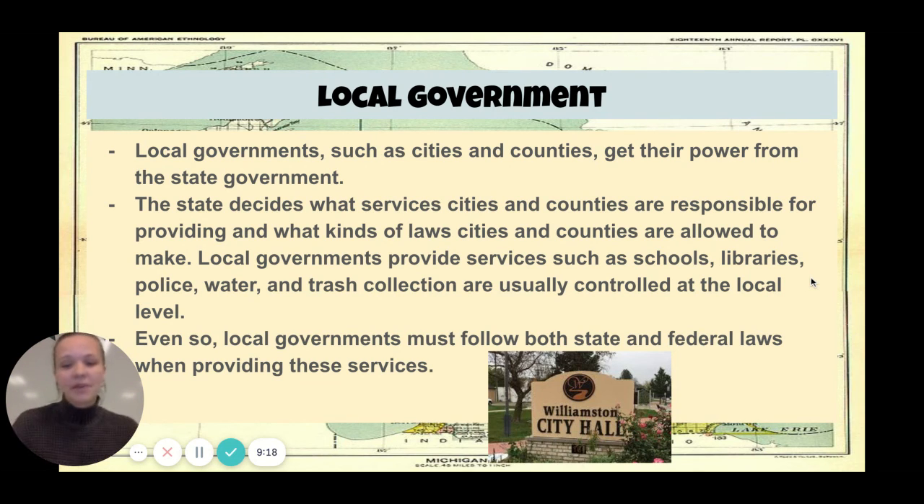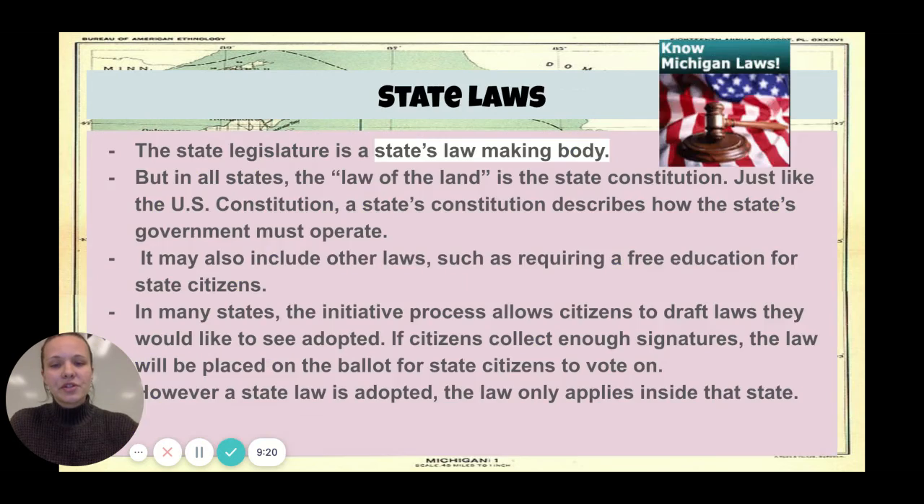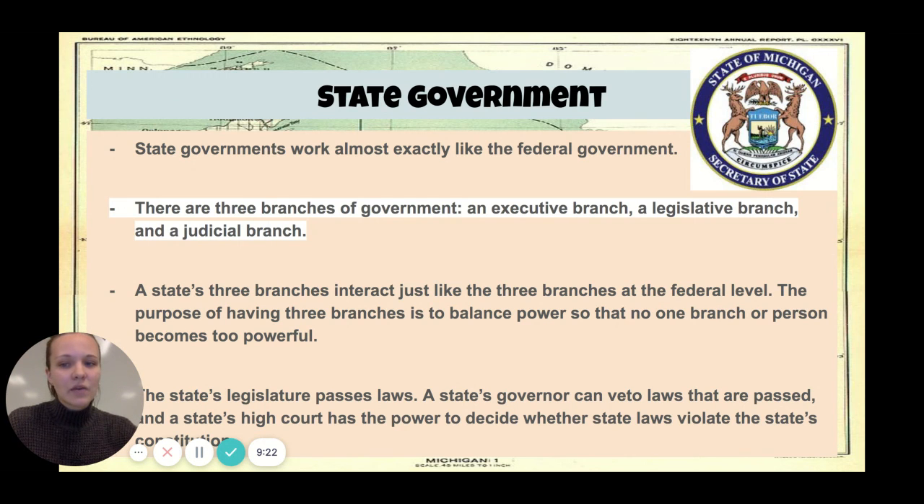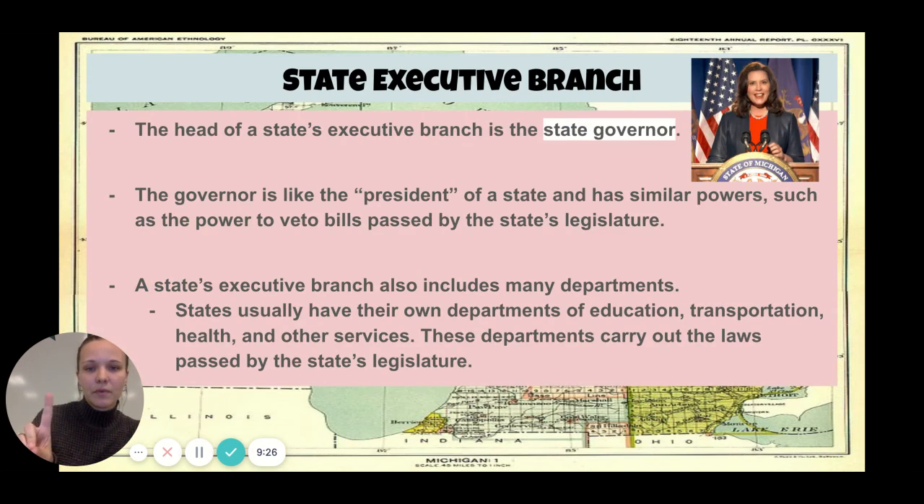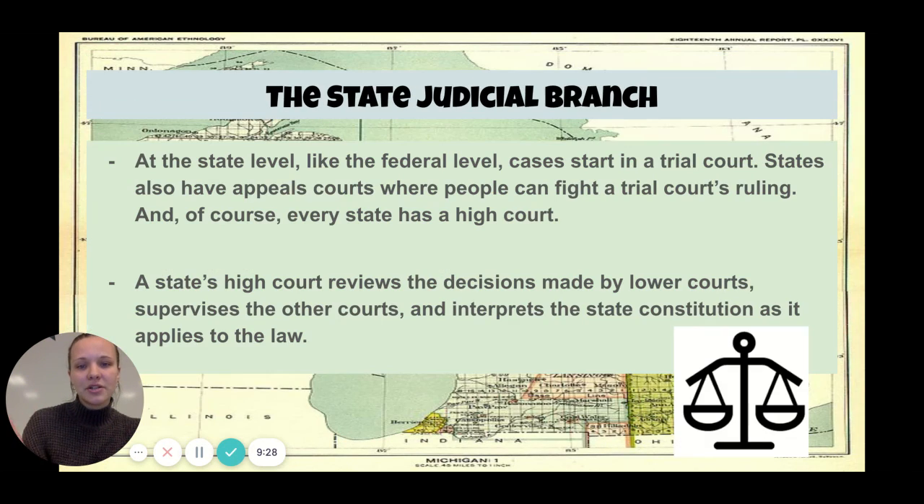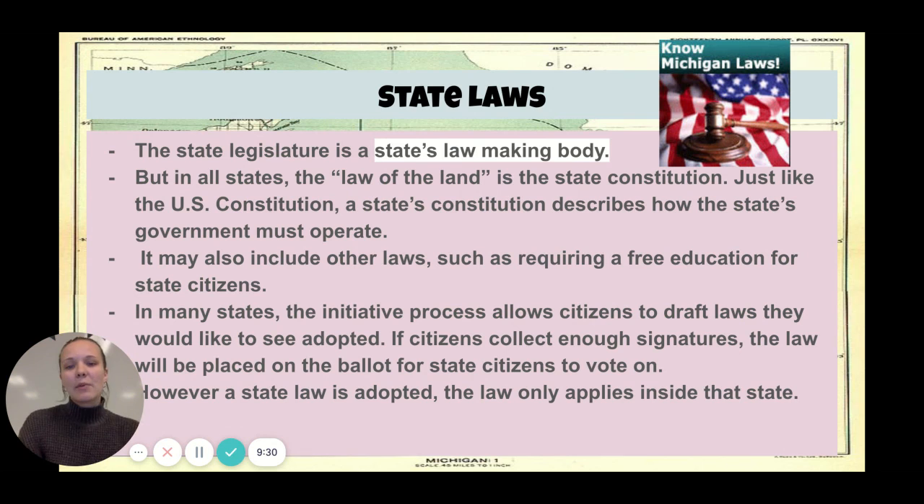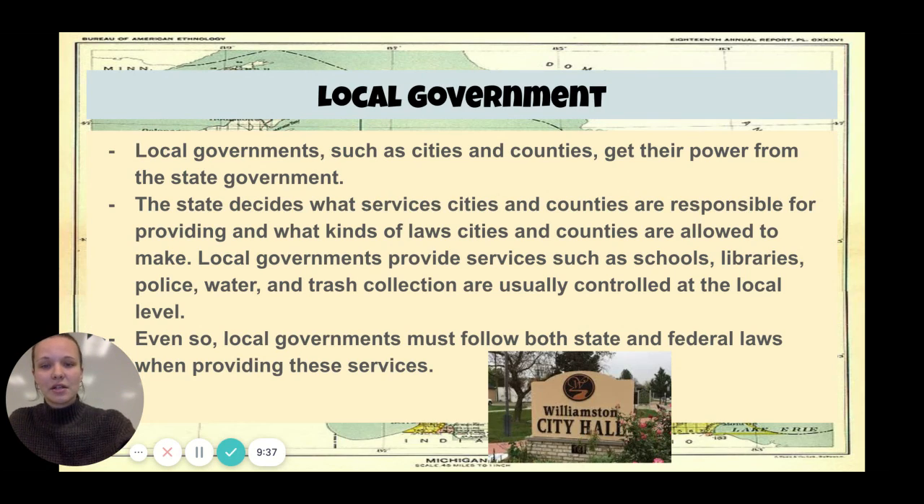All right, boys and girls, this was our last slide. So just to recap, we talked about our state government, how there are three branches of government: judicial, executive, and legislative. And we talked about states' laws and how they're created, how there's a state constitution just like there's a United States Constitution. And then we talked about local government, about how it goes federal, state, and then local, and how the local government provides services to our community.